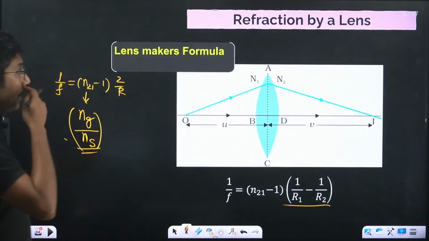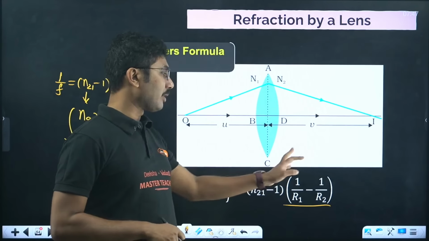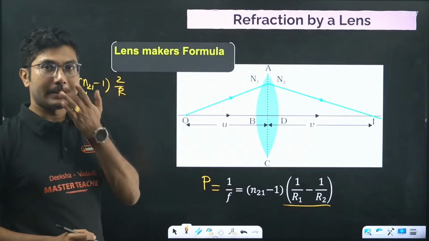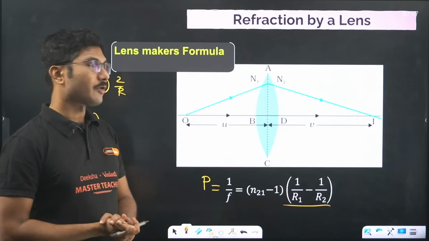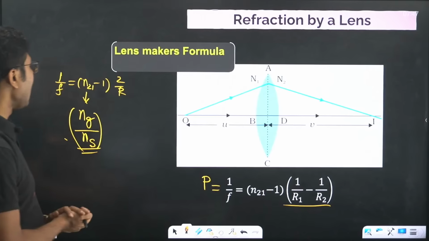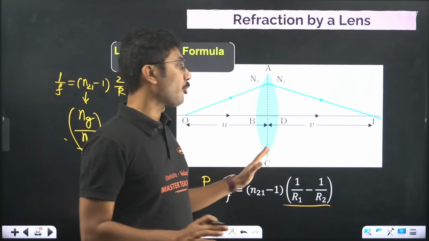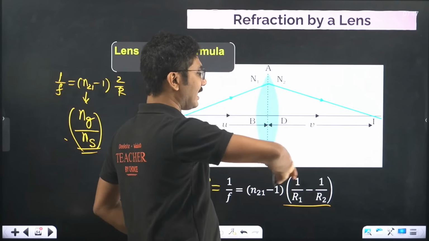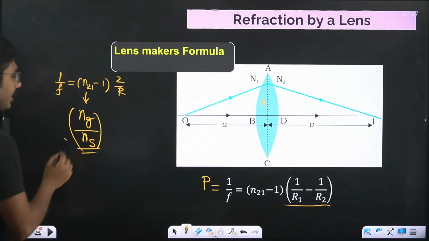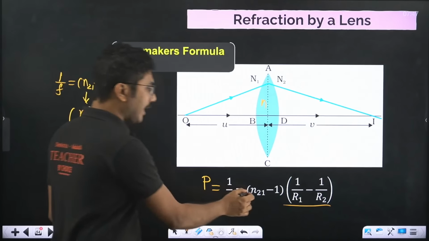Okay, for the lens maker's equation, 1/F = (n2 − n1)(1/R1 − 1/R2). This 1/F is also called the power of the lens. So it is (n21 − 1)(1/R1 − 1/R2). One very important point: if the outside medium is air, you can directly use the refractive index of the lens medium. If the outside medium is not air, you have to divide by the outside medium's refractive index to find this value.